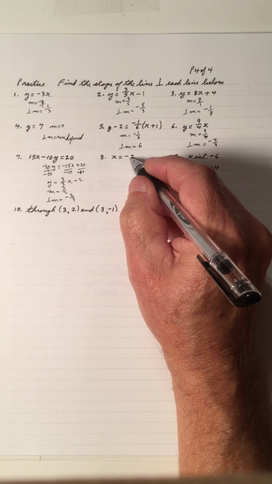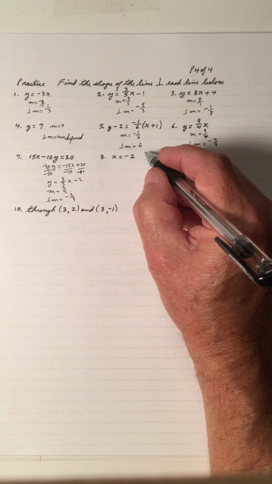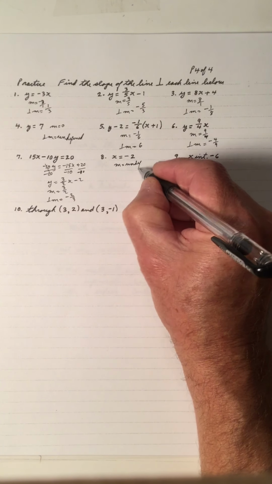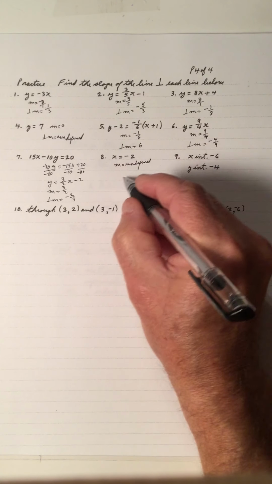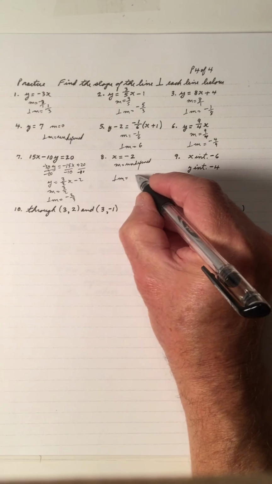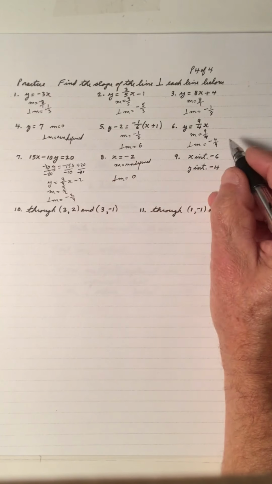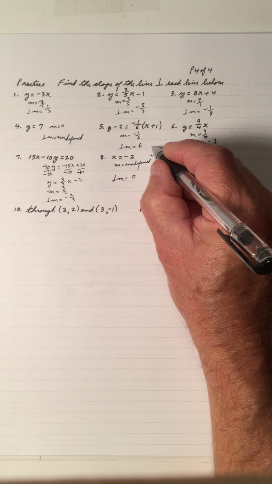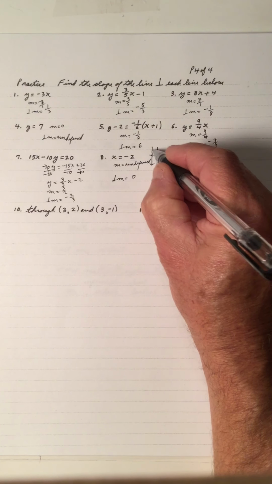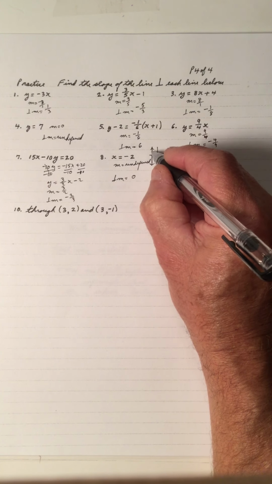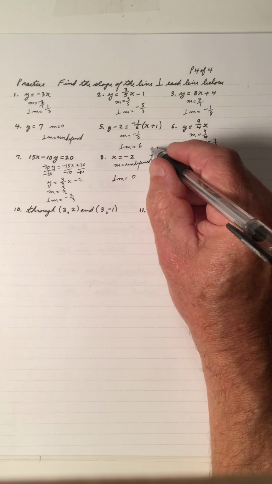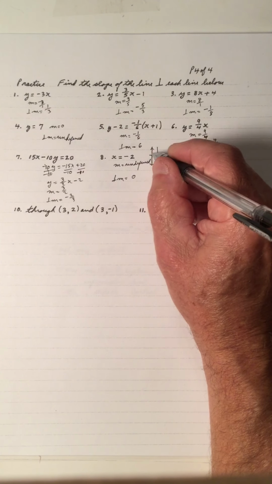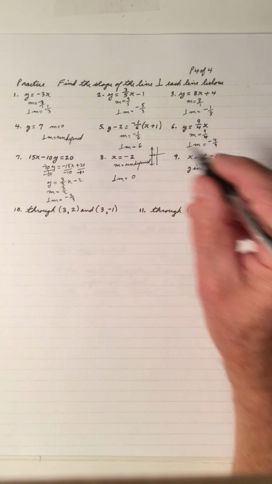And x equals negative 2. That's x equals negative 2, a vertical line. So the slope of a vertical line is undefined. And that means the perpendicular line is horizontal, so the slope is 0. Again, x equals negative 2 is right there. So all points up and down this line, all x coordinates are negative 2. The y's are changing, but x is negative 2, so it's a vertical line.